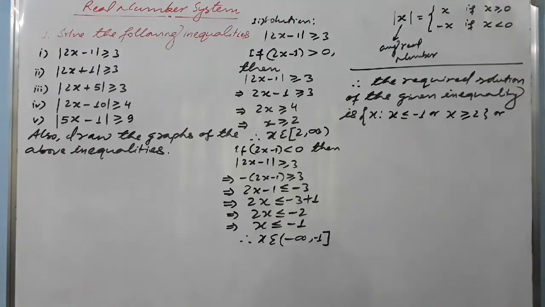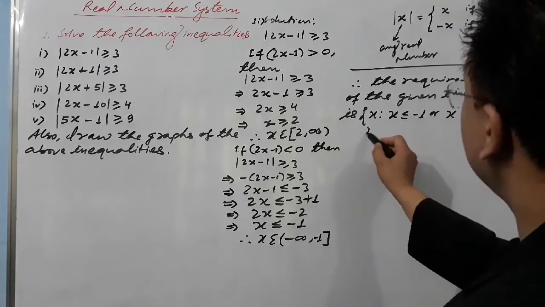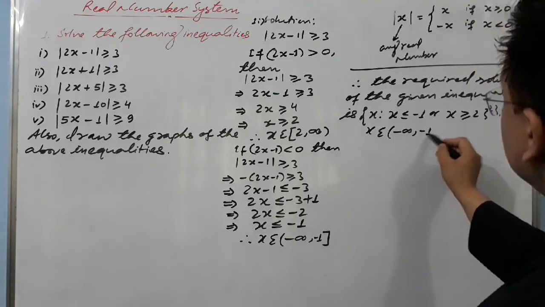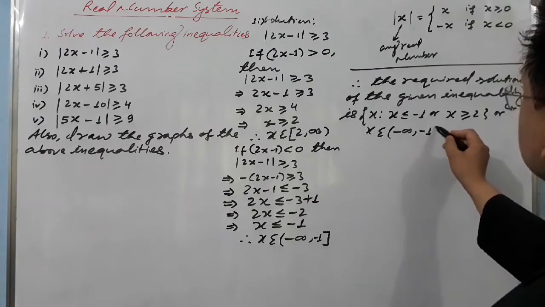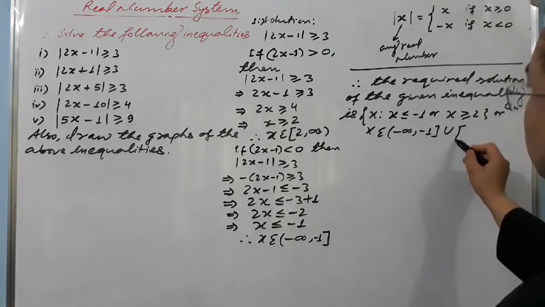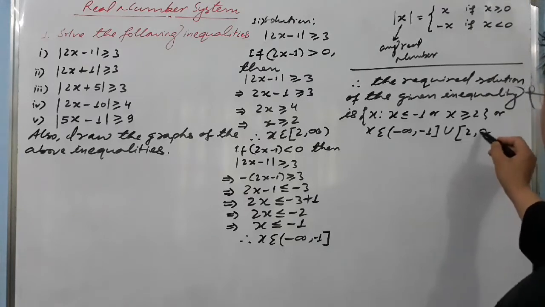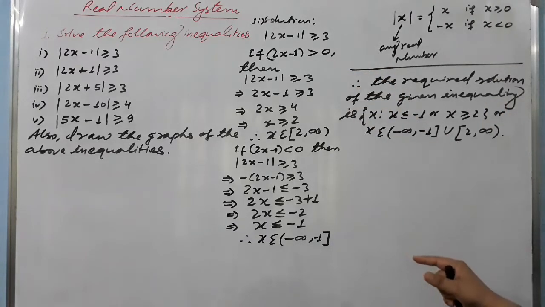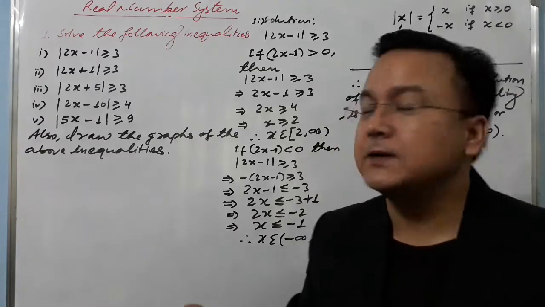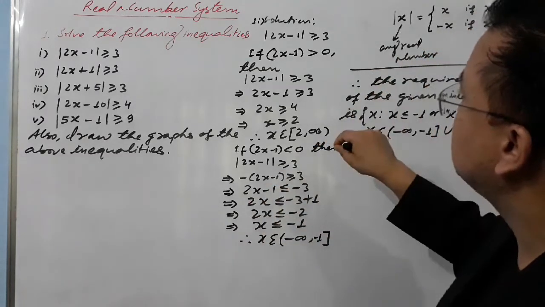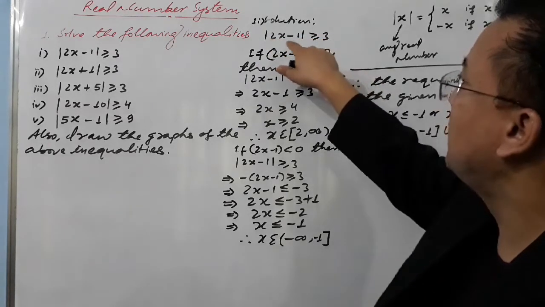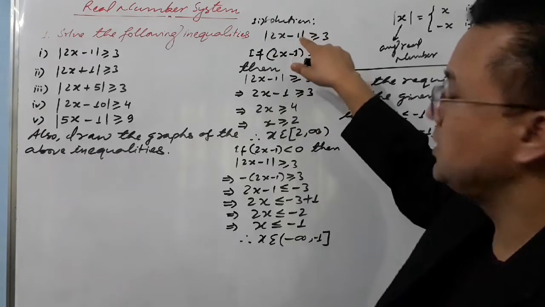Or in another way, you can write it in terms of intervals: x belongs to minus infinity to negative 1, union 2 to infinity. This is the way you can write the solution of this inequality. All right, very easy, not so difficult. You only have to keep the conditions in mind. We don't have a special direct formula for this type of question.